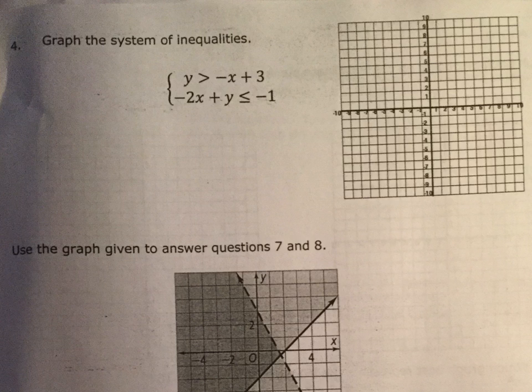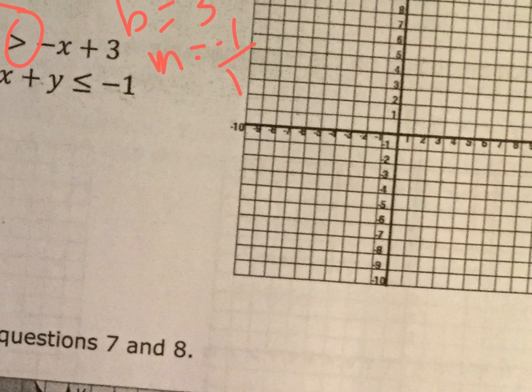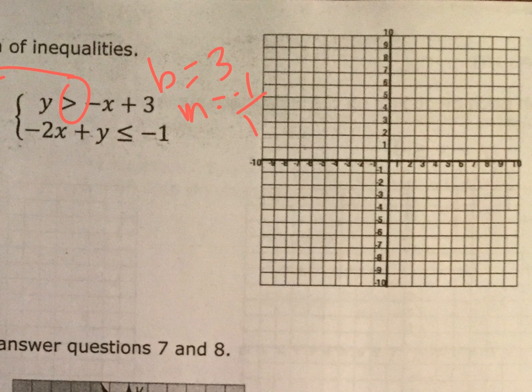So the first one's already solved for y, so let's go ahead and graph that one. So I have b equals 3, (0, 3) for my y-intercept, and my slope is -1 over 1. Okay, and this is just greater than, so that tells me I need a dashed line. So let me make my graph a little bigger so I can see it here.